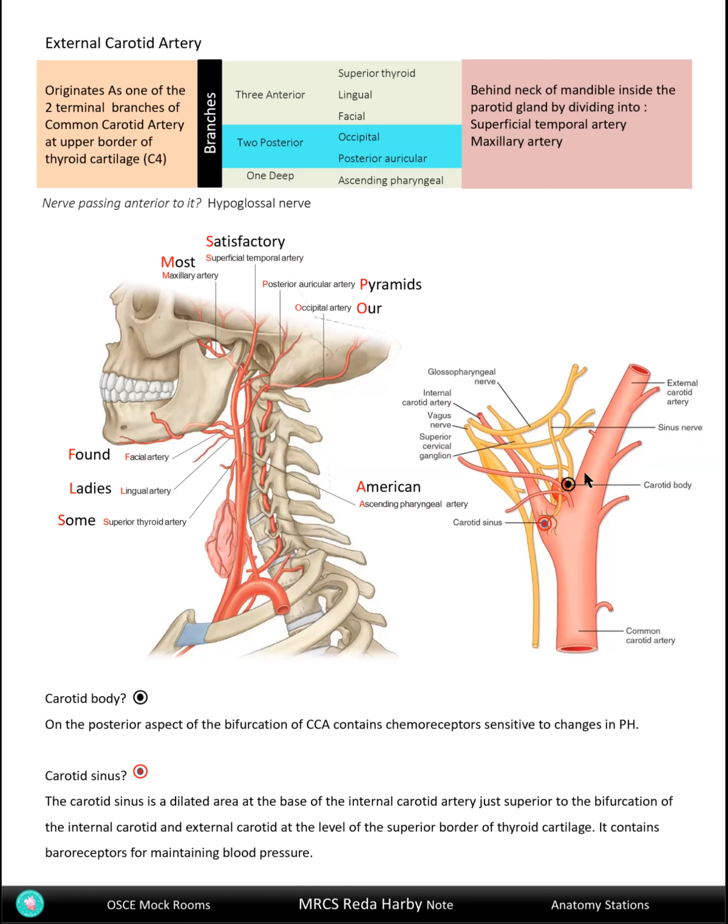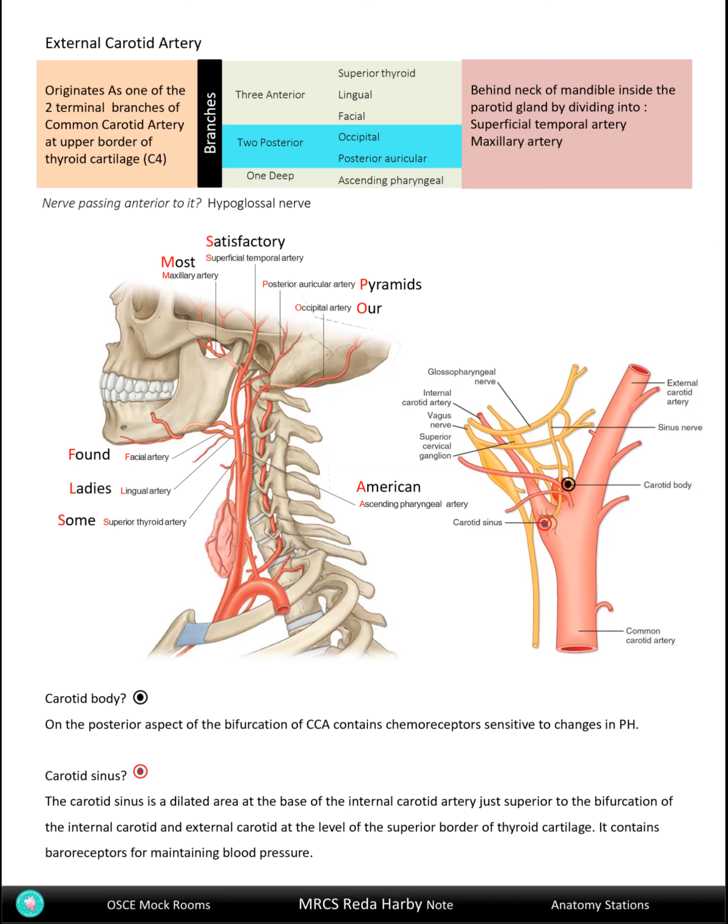What is the level of bifurcation of the common carotid? C4. Excellent. So the bifurcation of the CCA is C4. And also the bifurcation of the abdominal aorta is L4. Okay, so it is body posterior to bifurcation, and pH, so it's a chemoreceptor.